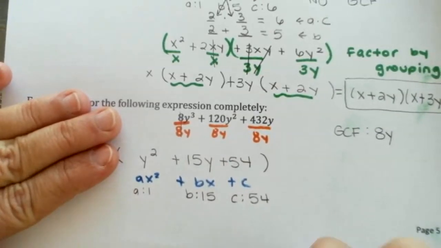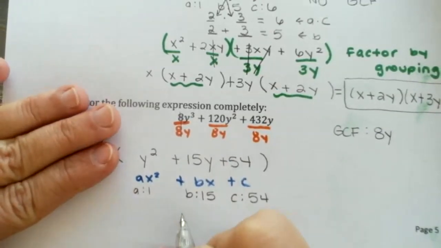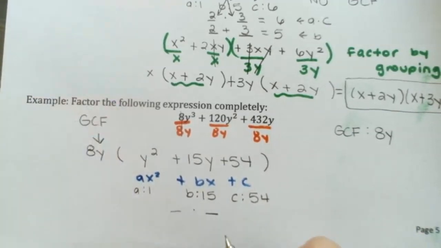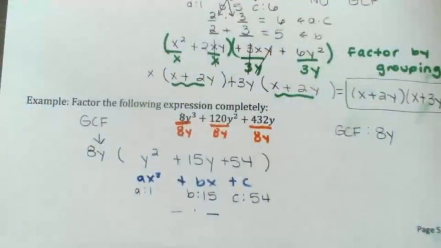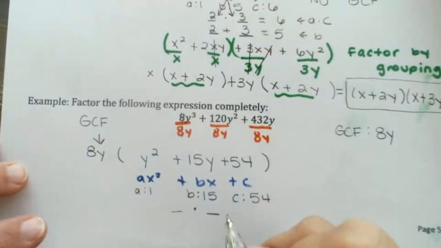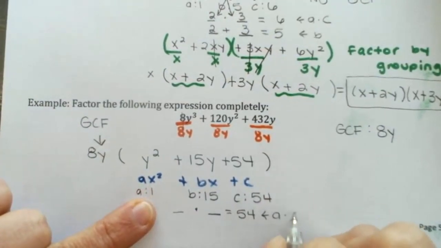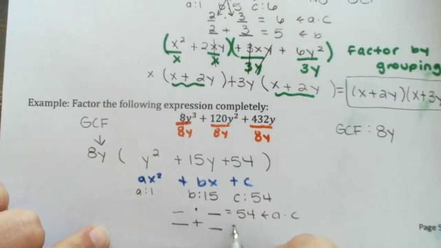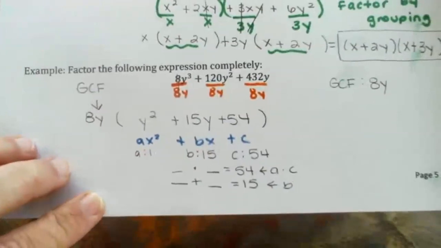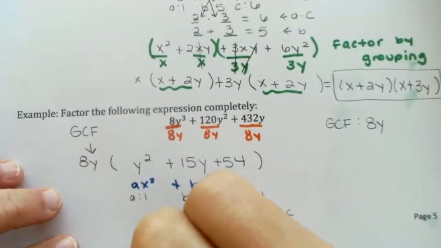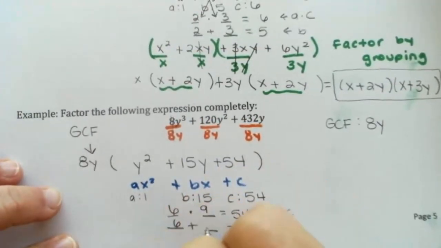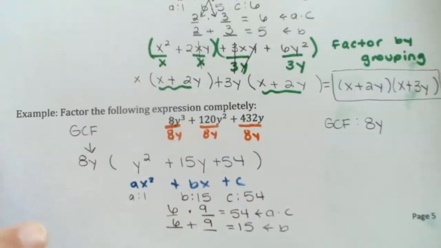Did we not do these numbers before? I factor so much it all goes together. We're looking for two numbers that multiply together... oh yeah, we did. Okay. So we know 6 and 9 is going to be an answer. So two numbers that multiply together to give us a times c, so 1 times 54, which is 54, and the same two numbers add together to give me b, which is 15. Just like we said on the previous page, we got 6 and 9. So 6 times 9 is 54, and 6 plus 9 is 15.